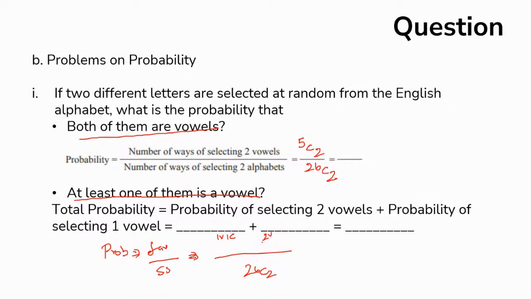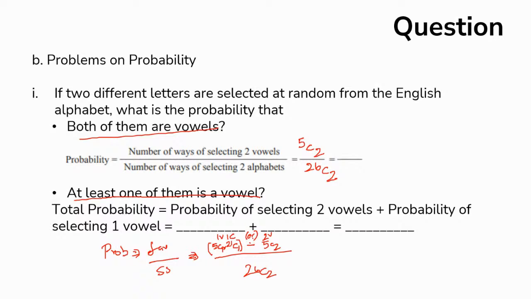So in such case, 5C2 is the possibility of this one, and here, one vowel means 5C1, out of five vowels taking one vowel, and in the other case, 21 consonants will be there, out of that taking one. So between this, they were trying to combine and give you a value. So it is like multiplication will be happening here.